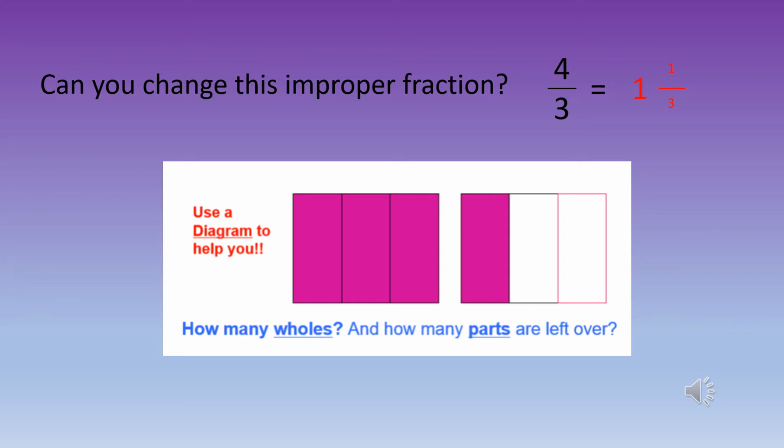So the answer is 1 and 1/3. Let's look at the diagram together to work out how we got to 1 and 1/3. So how many wholes can we see in the diagram? We can see on the first diagram that all 3 of the thirds are shaded in, which means that that is a whole. We have 1 whole. On the second part of the diagram, we can see that only 1 of the 3 pieces is shaded in, showing that there's only 1/3. So the answer is 1 and 1/3.